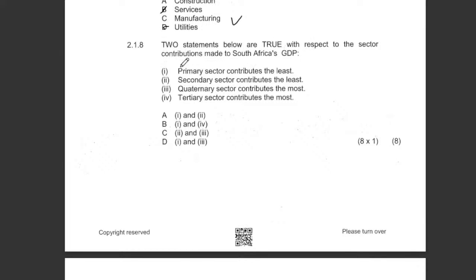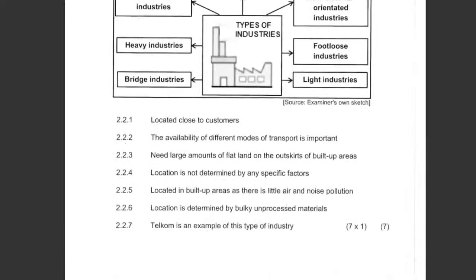Which statements below are true with respect to the sector contribution in South Africa's economy? Primary sector contributes least, secondary sector contributes least. This is wrong, obviously. Primary sector contributes most. This is wrong. So the both option, primary sector contributes most. Obviously, this is true, and this is true. So 1 and 4. So the answer is B. So B becomes the best option. Go to the next one.